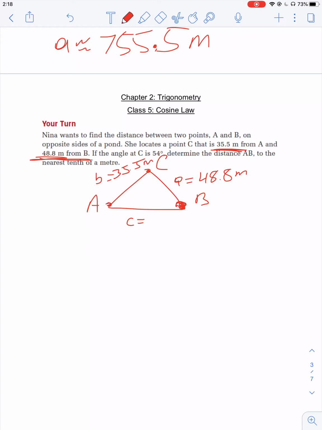And now I see, for cosine to work, right, you need side, angle, side. So obviously this angle should be given to you. So let's read the question. If angle C is 54, right, so this is when you know that you have to use cosine law.